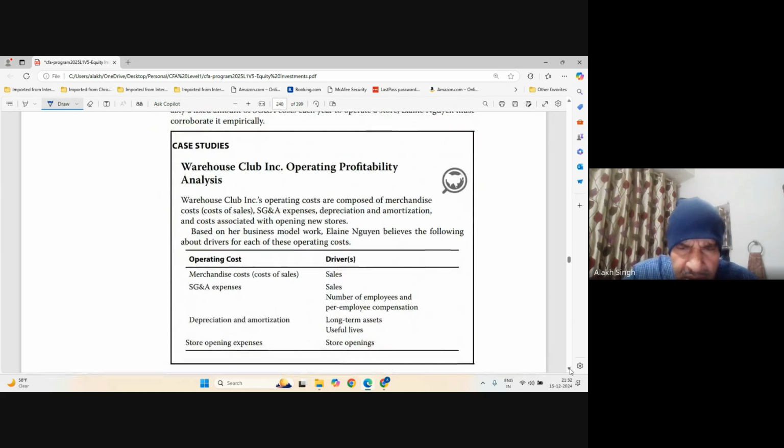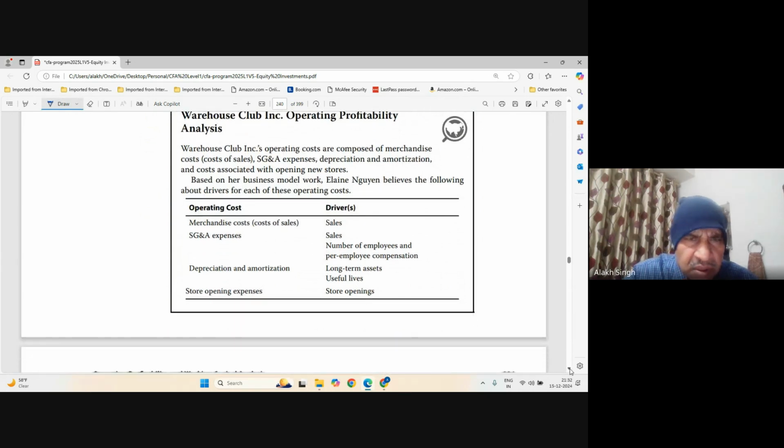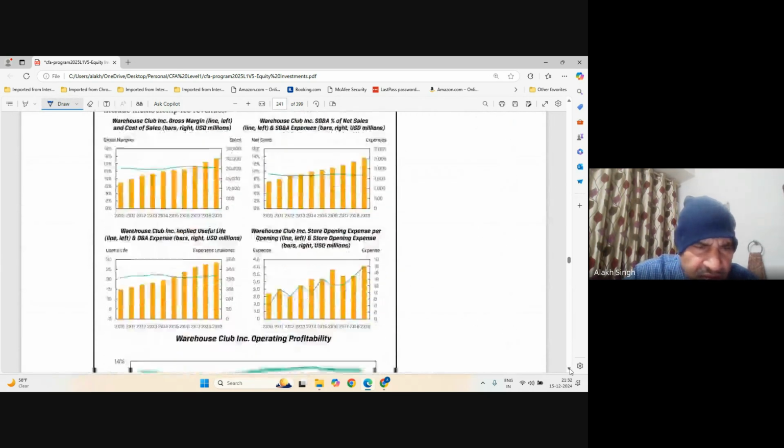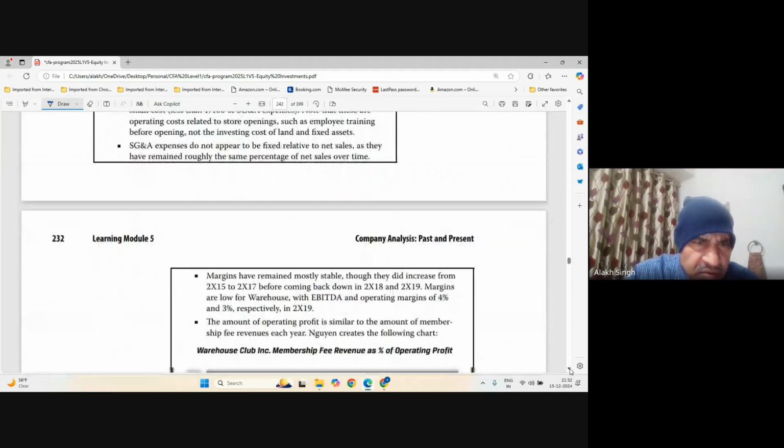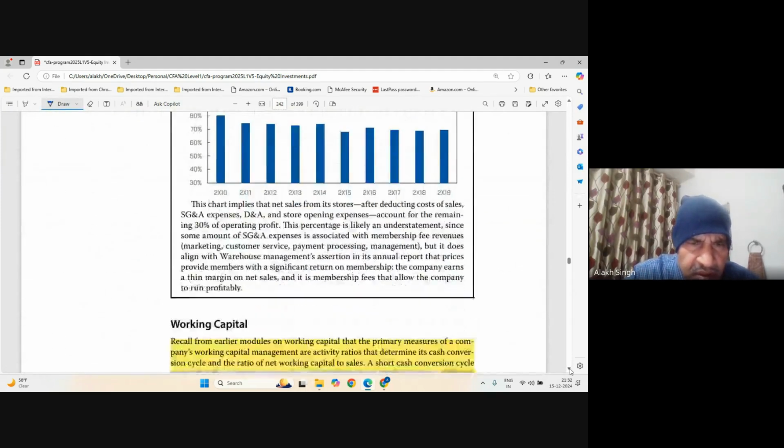Case study about warehouse. Let's see if there is any question. Otherwise, there is no point in reading the detail.